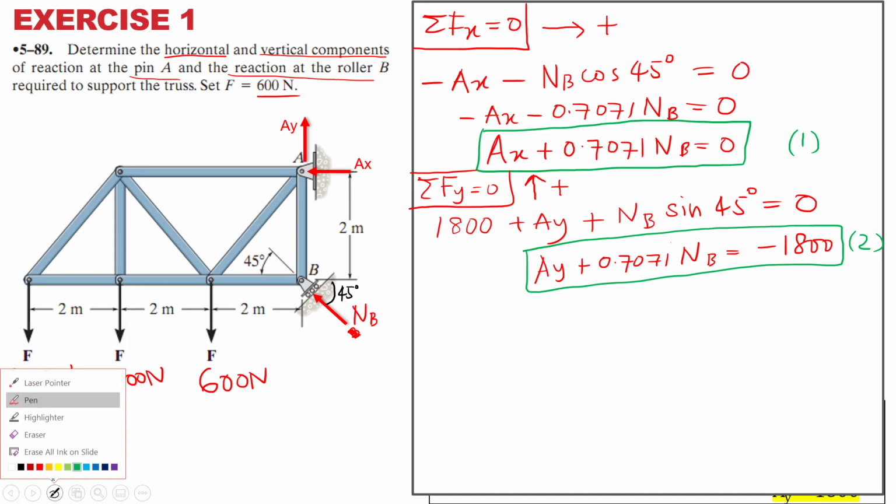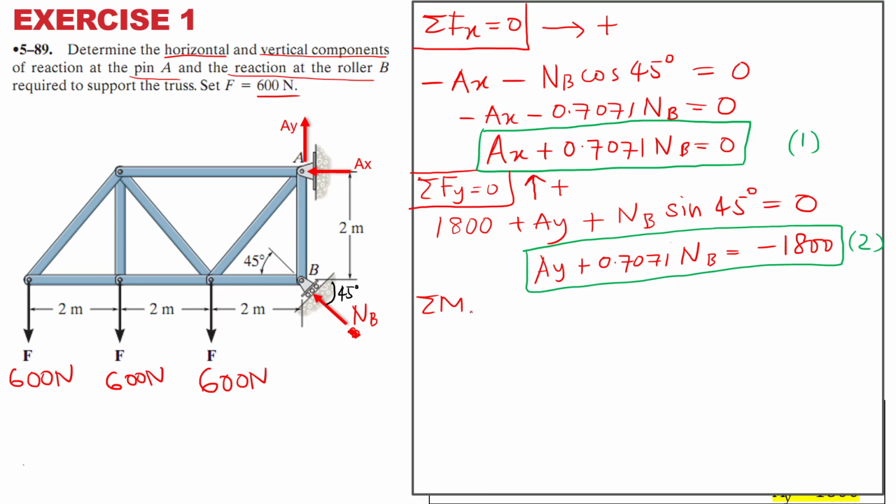And finally, we solve moment. Summation of moment at which point, A or B? The place with the most unknowns, or we call it the most mystery place, which is location A. Why? Because there are many unknowns: AY we don't know, AX we don't know. So choose location A. Summation moment A is equal to 0.